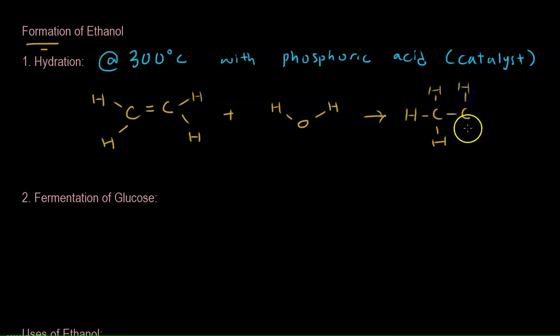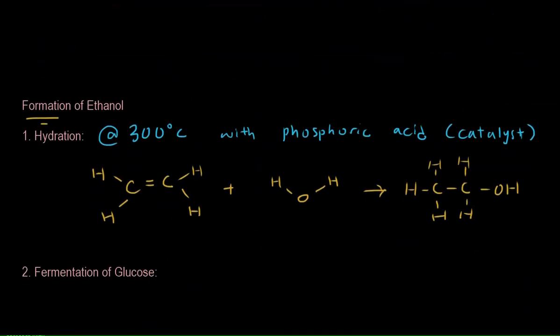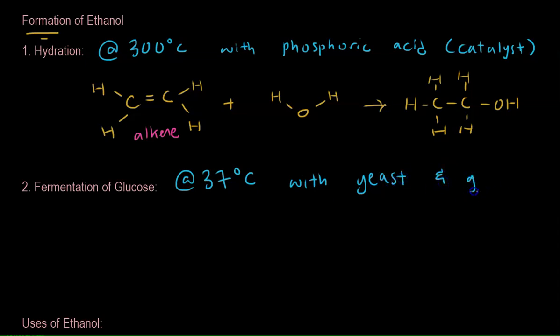Okay, so don't be confused, because just now we were talking about the reactions of ethanol. But now we are talking about how to form ethanol. Okay, so that's the difference. So in this case, we're actually using an alkene, okay, with water to form an ethanol molecule. Okay, another way to form ethanol, okay, is using 37 degrees Celsius, which is actually room temperature, with yeast and glucose, okay, which is sugar. Okay, so this is really just like a baking process.